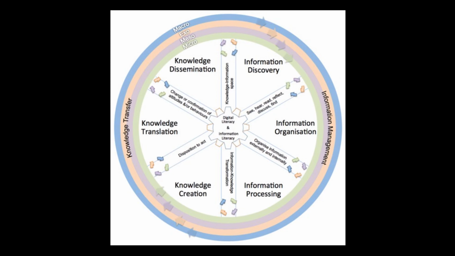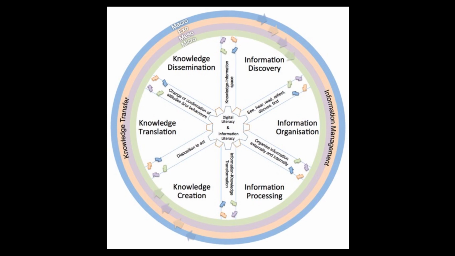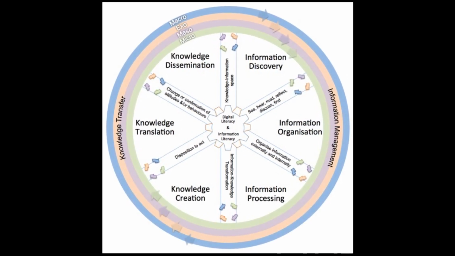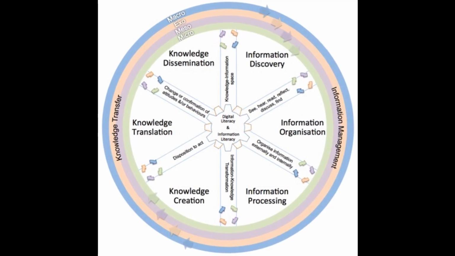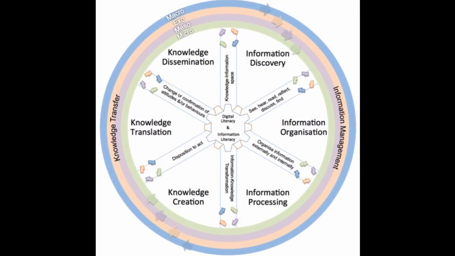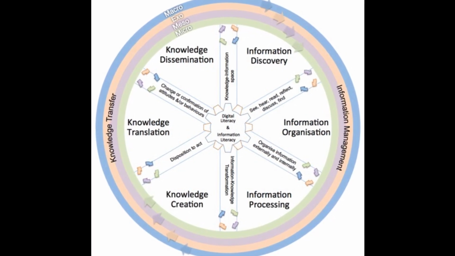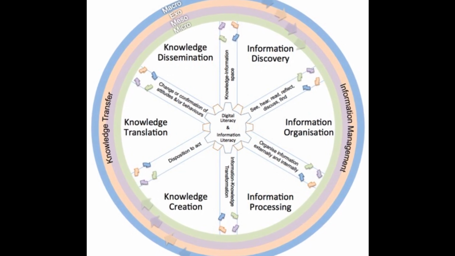So in summary, information and knowledge are not the same thing. Information is explicit and knowledge is tacit. The IMKT framework depicts two clear phases: information management and knowledge transfer, and each phase has 3 stages. It takes time to progress from one stage to the next, and everyone takes a different amount of time.